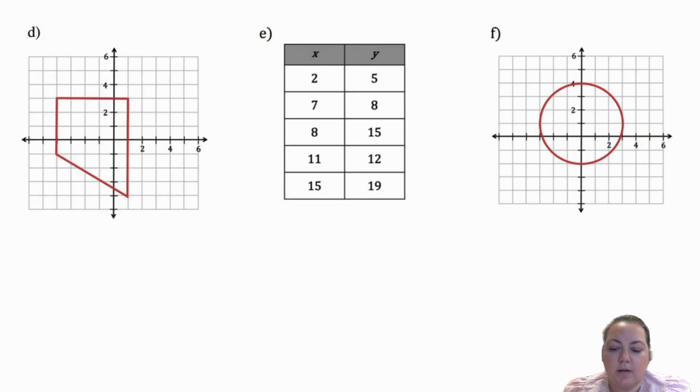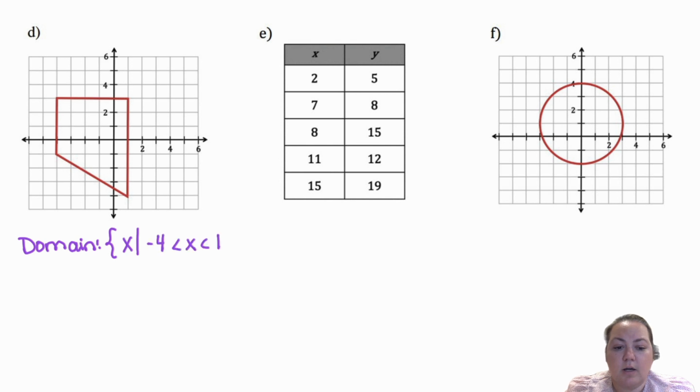All right, this one, I have this shape here. My domain are the x values. So my shape spans across the x values. The furthest over to the left it goes is to -4. The furthest over to the right it goes is to 1. So my domain is x such that x is between -4 and 1, or all values of x between -4 and 1. And that would be inclusively, so I'm including those. I'm going to put the equal to.